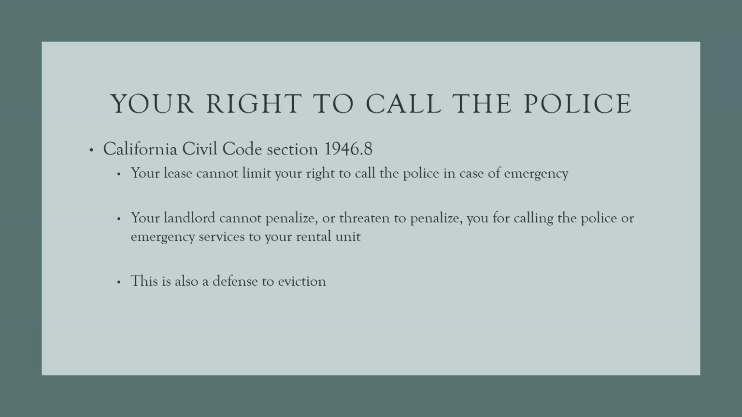Also, if you do, your landlord cannot penalize you or threaten to penalize you for calling the police or emergency services to your rental unit. And this is also a defense to eviction. So if you do call the police, and later on the landlord tries to evict you for some reason or somehow based on that, you can assert Civil Code Section 1946.8 as a defense. And as long as there aren't other reasons for eviction, then you'll be able to defeat that case.